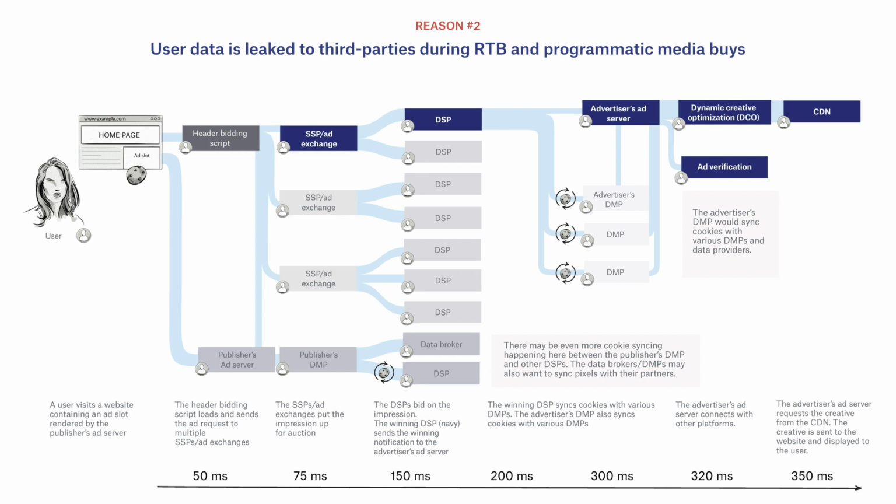So as you can see, there are many companies that receive personal data during RTB and programmatic media buys, meaning the publisher would have to obtain user consent on behalf of each of those companies. One possible solution to prevent data leakage would be to encrypt or even strip some of the personal data from the ad request so that the DSPs and SSPs don't receive any personal data. However, this would mean that we can't use behavioral targeting and retargeting, which have been the backbone of the online advertising industry for at least the past decade.